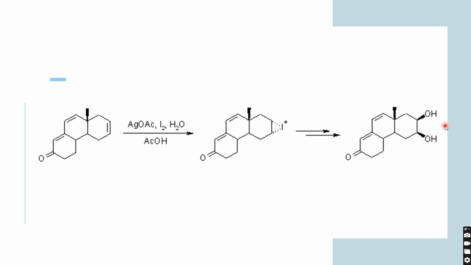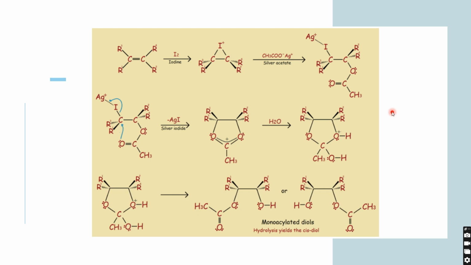For syn dihydroxylation we have already discussed a few reagents, for example osmium tetroxide. But in the case of this silver acetate and iodine condition, the reaction is called Woodward cis dihydroxylation. We will go through the mechanism step by step so that you can visualize how this cis diastereomer is particularly forming. Why not trans? This is the reaction mechanism followed in Woodward cis dihydroxylation.